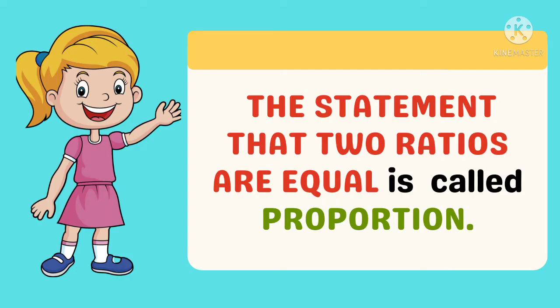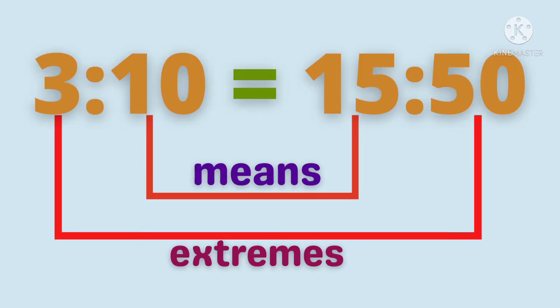The statement that two ratios are equal is called a proportion. We have now 3:10 is equal to 15:50. 10 and 15 are identified as the means, while 3 and 50 are the extremes.